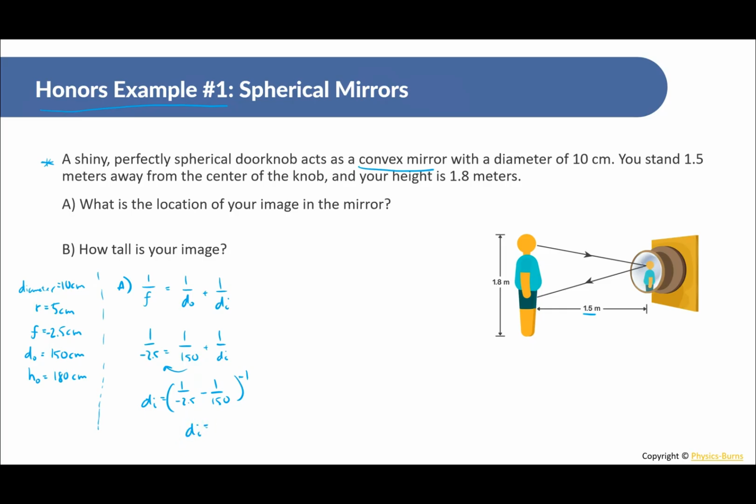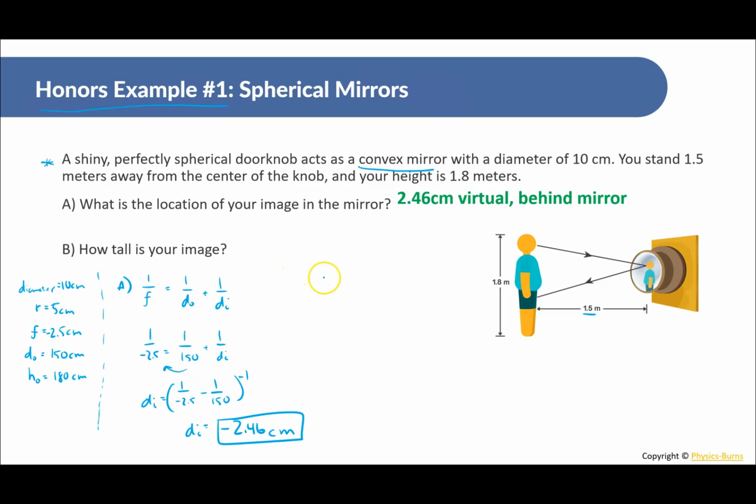Alright, so let's see what we got here. 1 divided by negative 2.5 minus 1 divided by 150. And then the inverse of that, and we get negative 2.46. We did everything in centimeters, right? So centimeters. So what is the location of your image in the mirror? It's going to be 2.46 centimeters behind the mirror because this is negative. Okay. Behind the mirror.